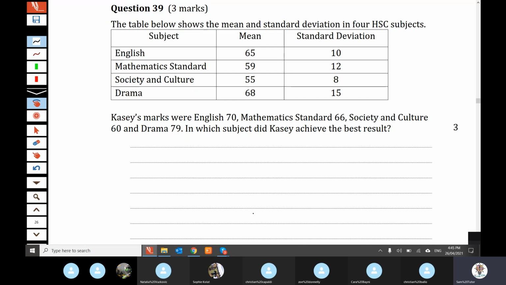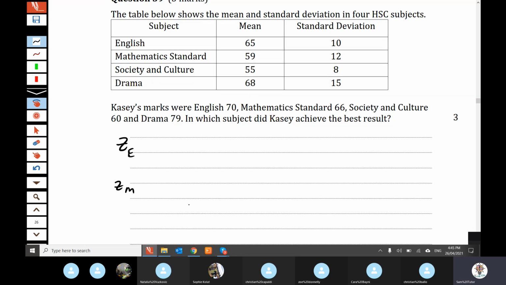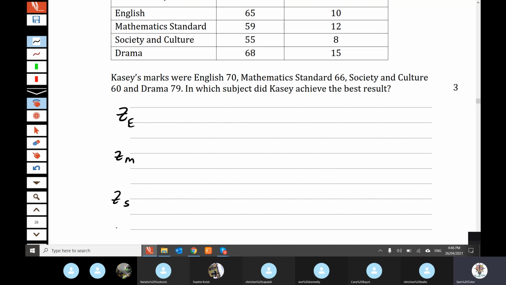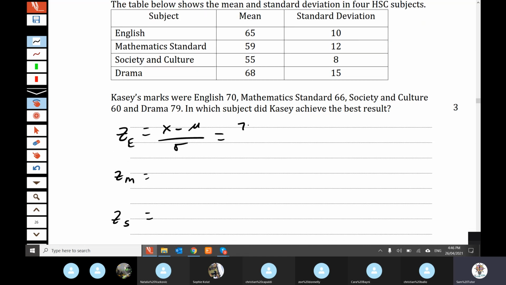Please review your work. Don't let me start giving you homework, because I don't feel like at this stage where you're at, you need homework. You need more exams. You need to spend all that time on doing exams. We're going to do our Z-scores. Z English, Z Math, Z Society, Z Drama. The formula was X minus average over standard deviation. So 70 take away 65 over 10.